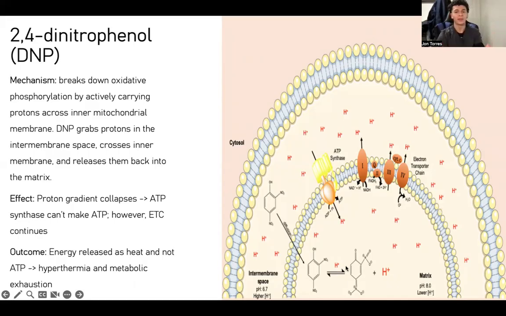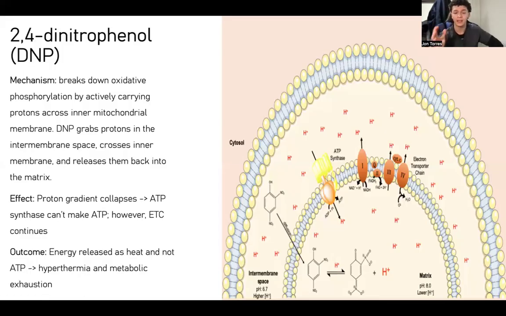Well, this is a problem. We need a specific amount of hydrogens in both ways to create that gradient that allows ATP synthase to do its thing. But if we have this DNP grabbing hydrogen, crossing the membrane, and just letting them go, we effectively break the proton gradient. So the proton gradient will collapse. ATP synthase can no longer make ATP because there's no proton gradient.